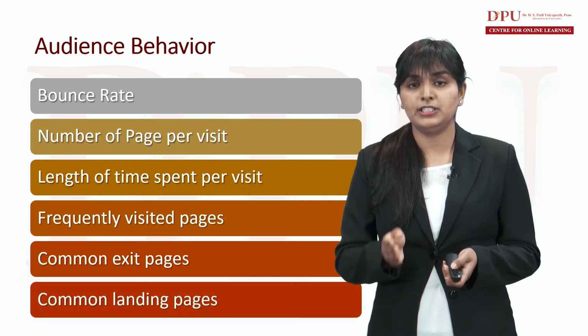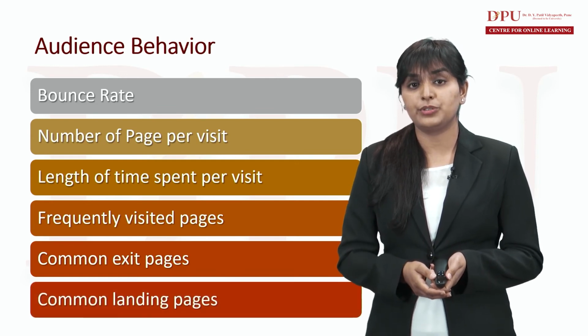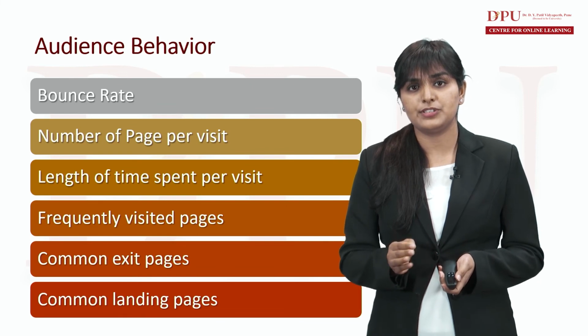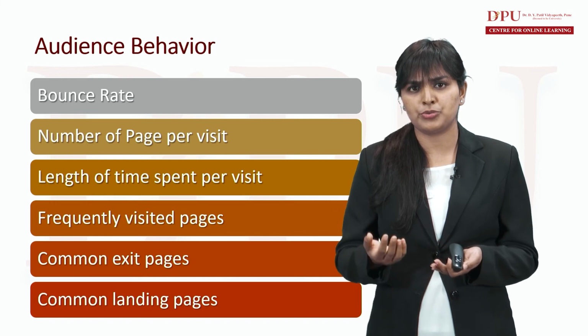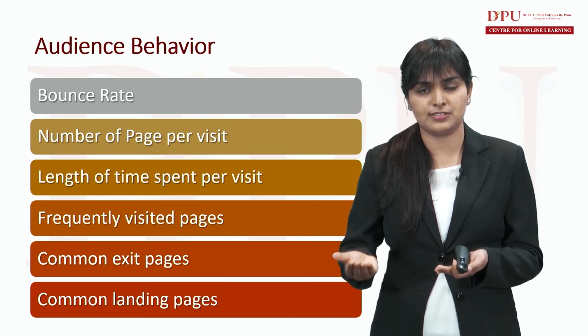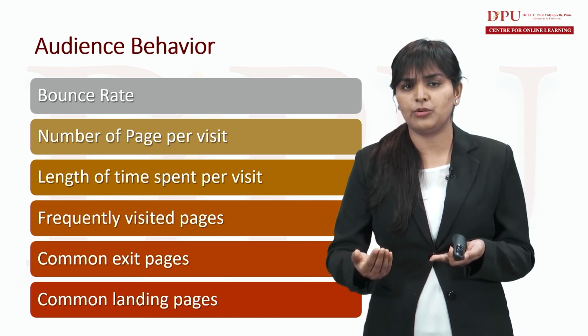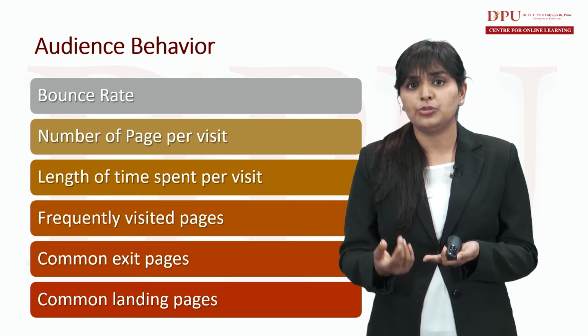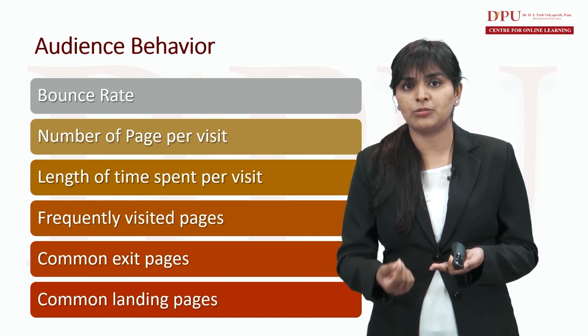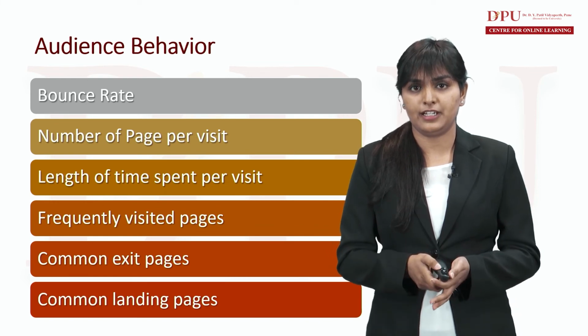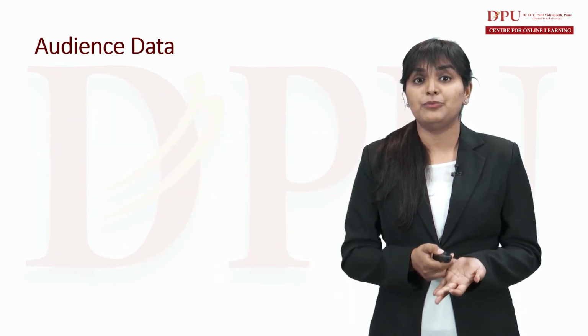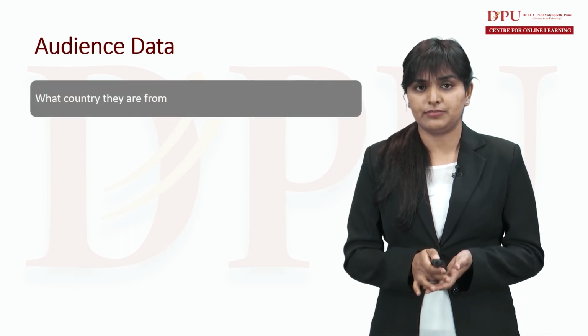Moving ahead, common landing pages. With this, you get to see which pages people land on, based on the keyword that an audience is searching for in the search engine result page, the SERP pages, whether it is Google, Yahoo or a different search engine. Through this keyword, you see which pages they are engaging more with and which pages people usually land on. Yes? And what kind of audience data you receive.